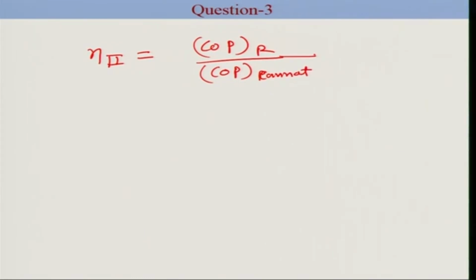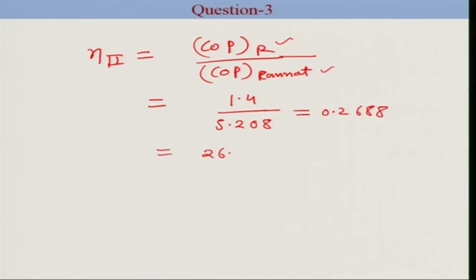Okay. So now we know the COP of R and the COP of the Carnot cycle. So after plugging in the values here, 1.4 upon 5.208, we get 0.2688, which means 26.9%. So this is the second law efficiency of the refrigerator. So we will stop here. We will meet you in the next tutorial. Thank you.